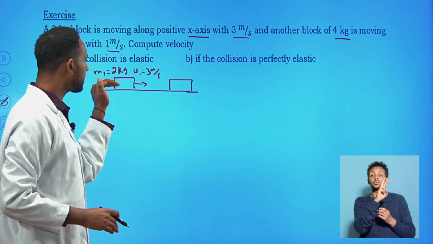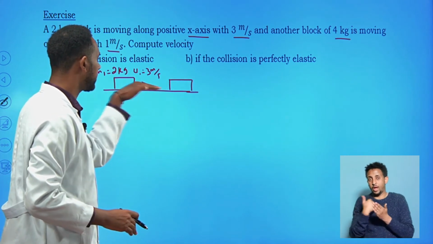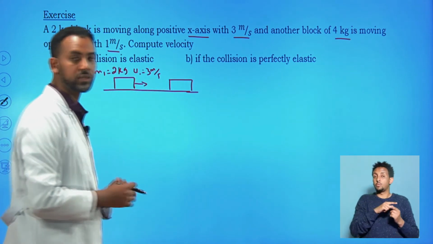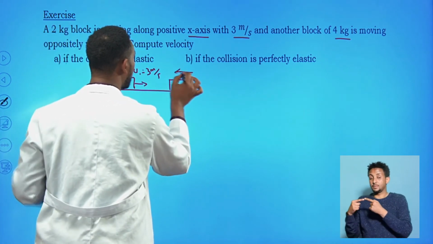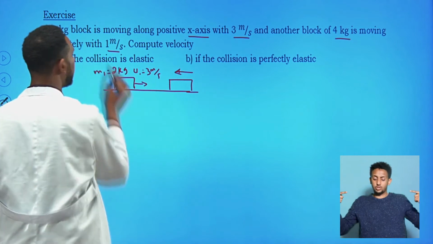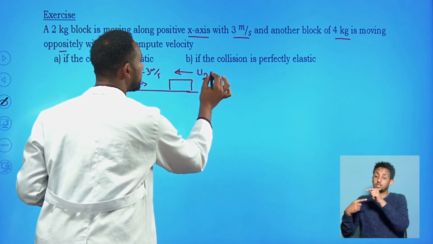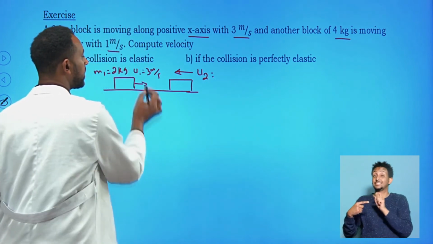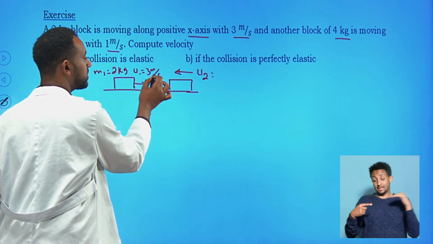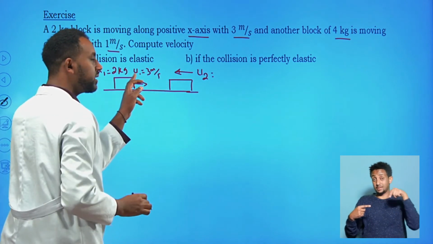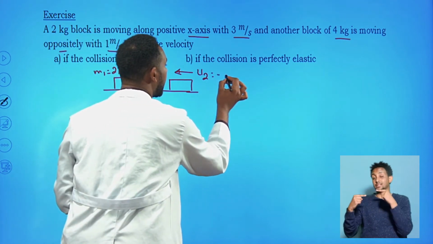So a 2 kilogram mass is sliding over a frictionless surface. Let's say that it's moving along the positive x-axis at 3 meters per second. And the other block is moving oppositely. It says oppositely here. Therefore, the initial velocity of particle 2, if particle 1 is moving in the positive x direction at 3 meters per second, since velocity is a vector quantity, you should put a minus, okay?